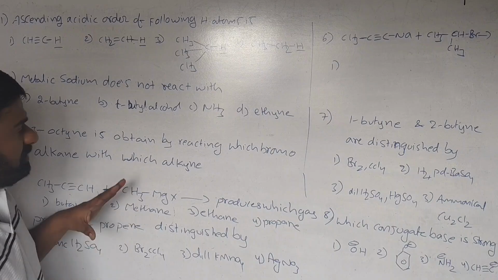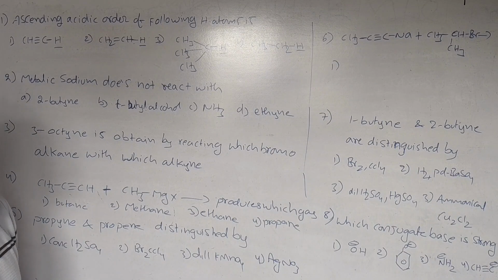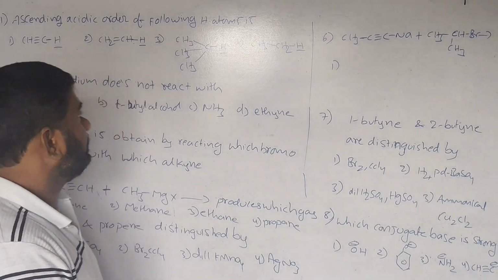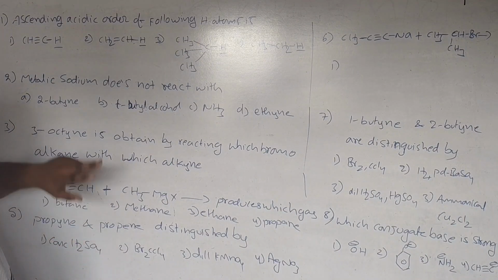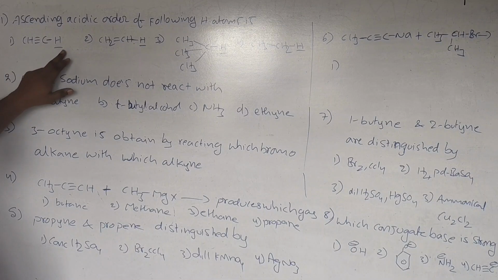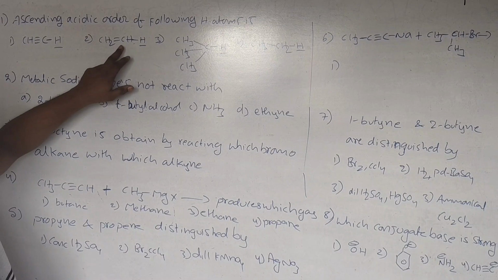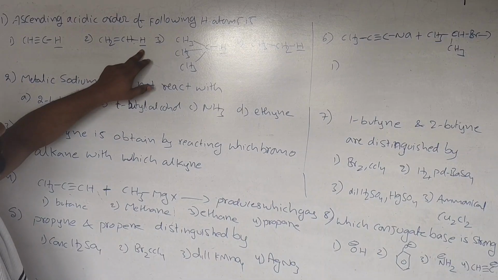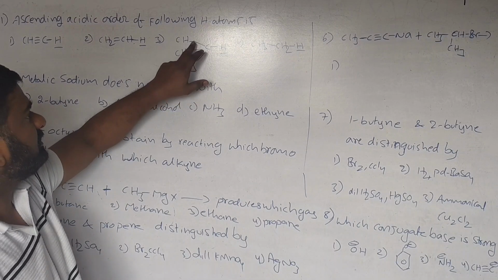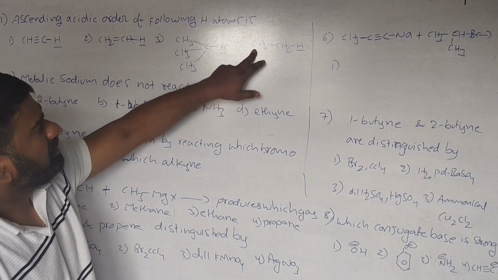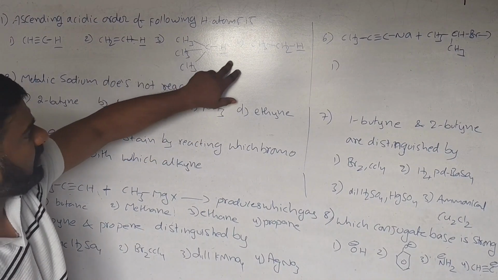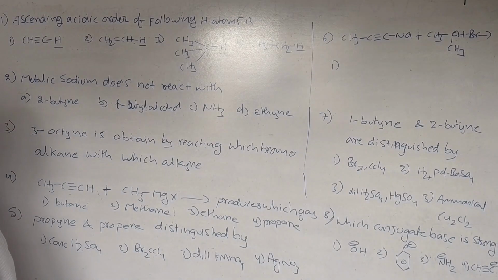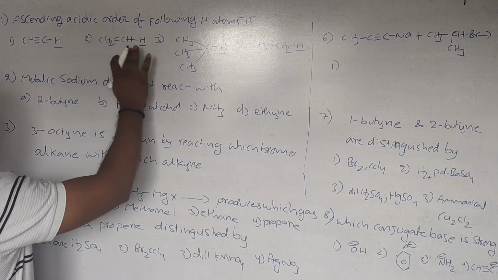Based on the acidic nature of hydrogen, based on the acidic nature of alkynes. First question: the ascending order of acidic character of the following hydrogen atoms is. Here CH triple bond CH, this hydrogen. CH2 double bond CH2, also this hydrogen. Next, CH3 three times CH, and CH3 CH2 H. In all these cases, you have to write the acidic character of the underlined hydrogen atom in order. Here this is alkyne, this is alkene, this is alkane.